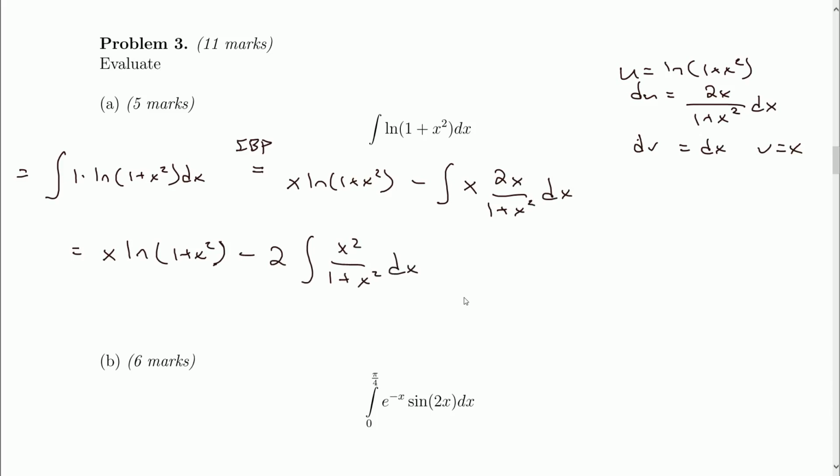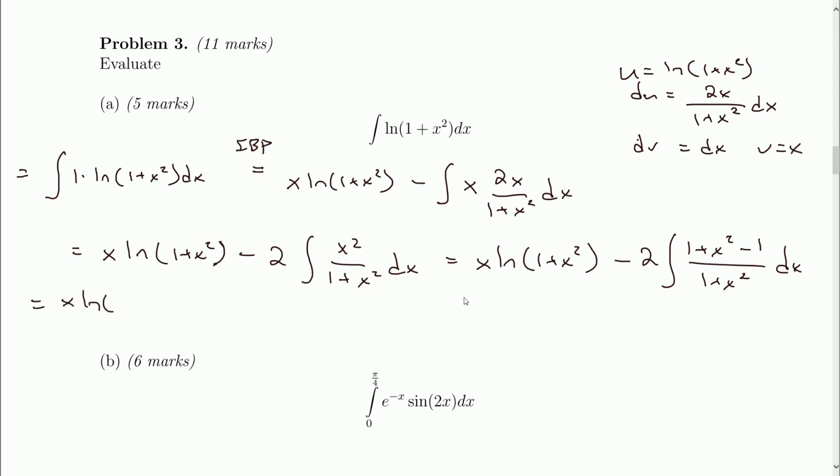And this looks exactly like the sort of thing we could do with partial fractions, if we wanted to. We don't have to. By all means, we don't have to. If you want to, you can be a little clever about it and say x squared is just 1 plus x squared minus 1. And then splitting this up, we can split it into 1 plus x squared over 1 plus x squared, and minus 1 over 1 plus x squared.